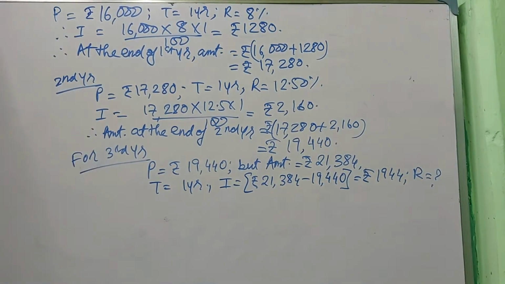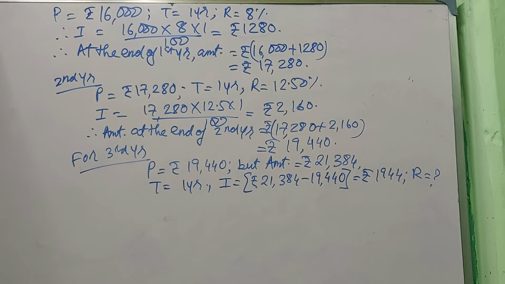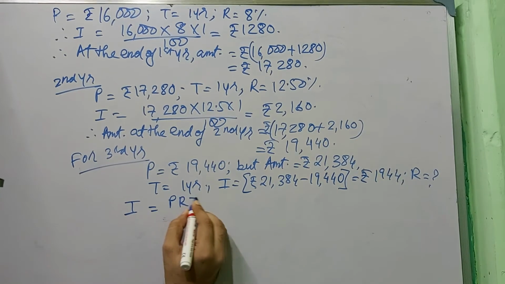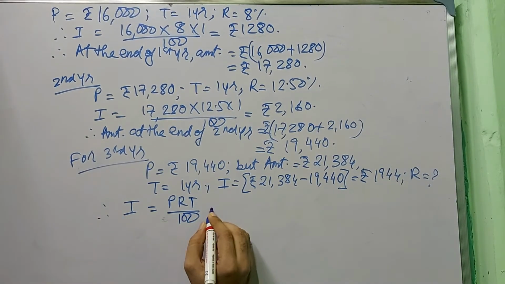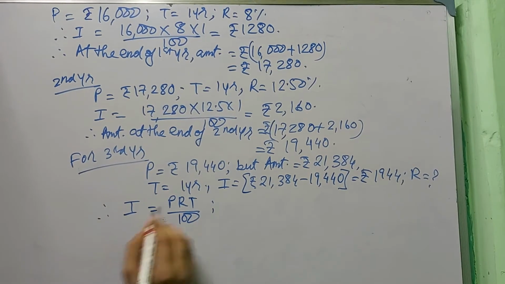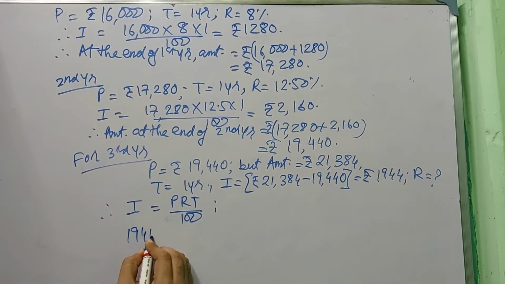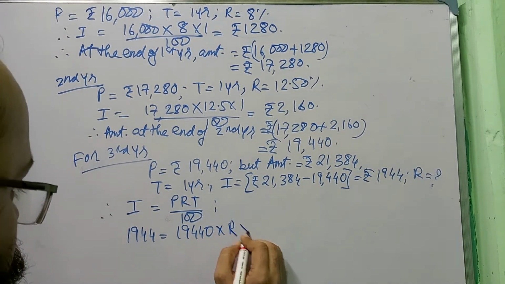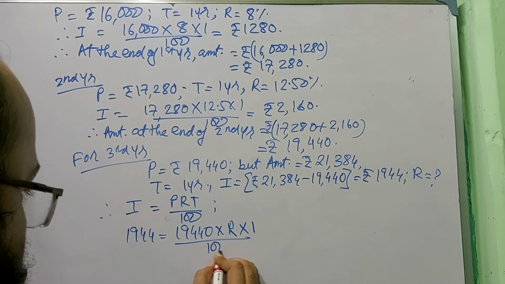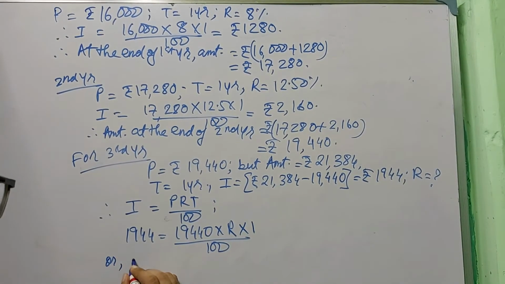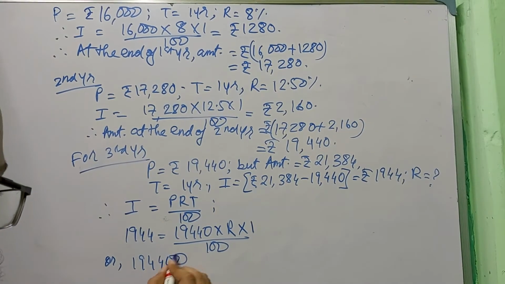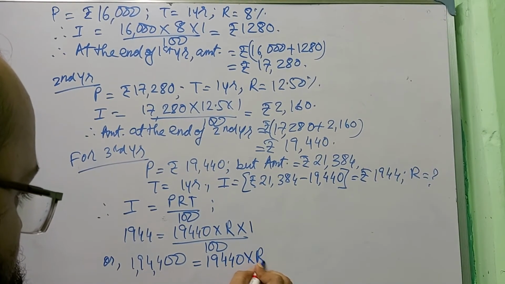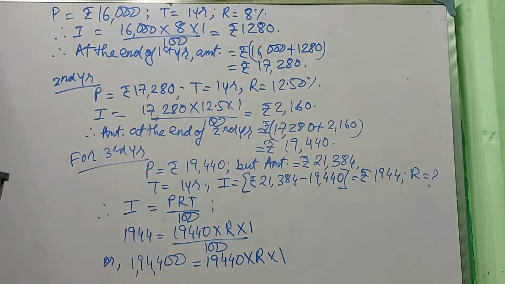You have to calculate the R over here. So we know I is equal to PRT by 100. Where I is calculated as 1944, P is given as 19,440, R is nothing given, so we put it as R, and 100. If you cross multiply it, 19,440 into R into 1.